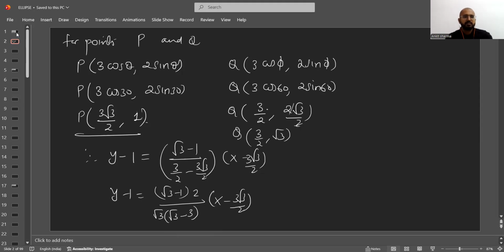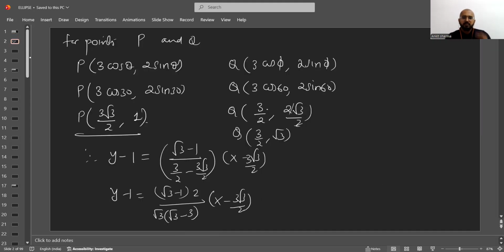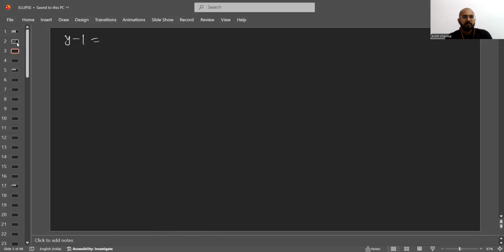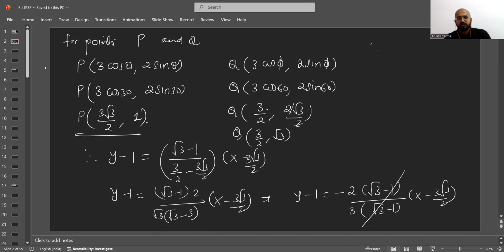Now the further simplification, is it required? So 2x plus 3y, yes, it's required basically. So let's check what it gives me. This right here I can take common. So I'm going to have basically y minus 1 is equal to, in fact, from here we can take one more root 3 common, and this gets cancelled. So I can write down here y minus 1 is equal to minus 2, and this is root 3 minus 1. And here we can take one more 3 outside. So root 3 into root 3 will be 3. And then I get here root 3 minus 1 into x minus 3 root 3 by 2. So this entire part gets cancelled.